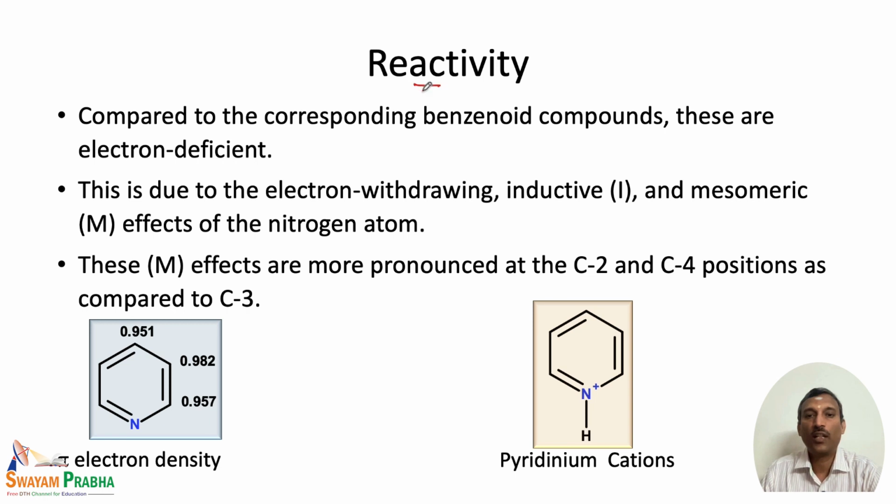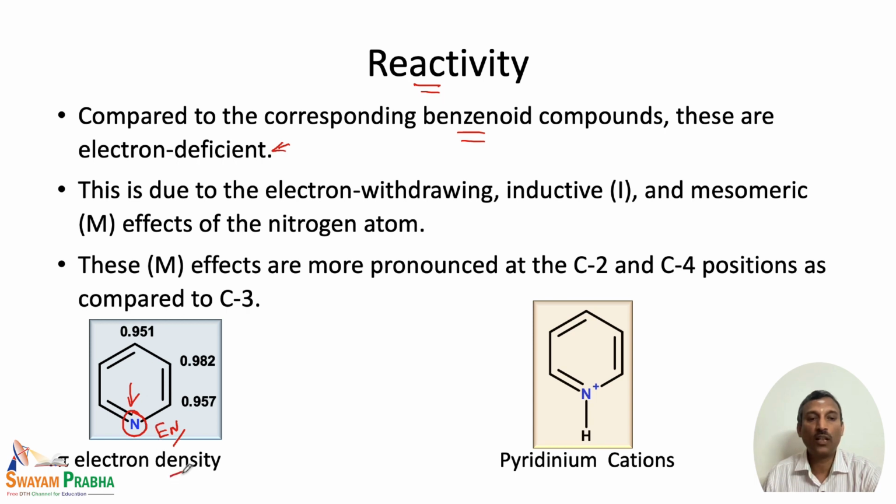When we look at the reactivity, compared to the benzenoid compounds, these are electron deficient. This we have seen whenever we introduce a nitrogen atom into the benzene ring by the replacement of one carbon and hydrogen. That makes this particular pyridine ring electron deficient, because nitrogen is electronegative in nature. Because of the introduction of an electronegative atom into the 6-membered ring, this pulls the electron away from the ring. So the electron density available on the carbon atoms becomes less.